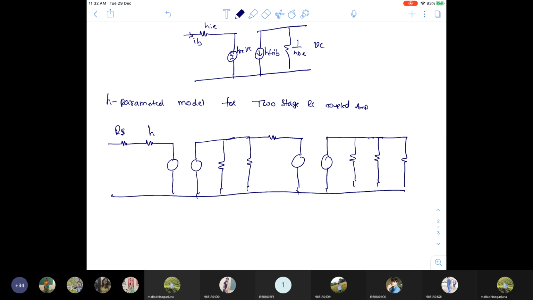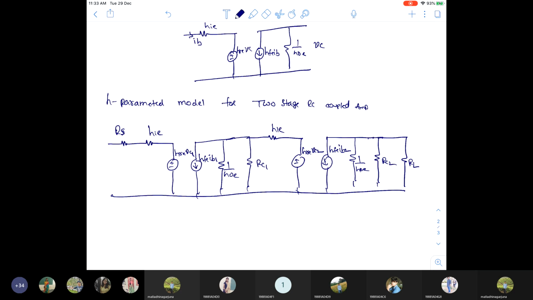This is RS, HIE, HR into VC, HF into IB1. Write it as VC1, IB1. Why? Because it is the first stage. This is 1 by HOE. This is RC1, HIE, HRE, VC2. Okay, VC2. This is HFE, IB2, 1 by HOE, RC2, RL.